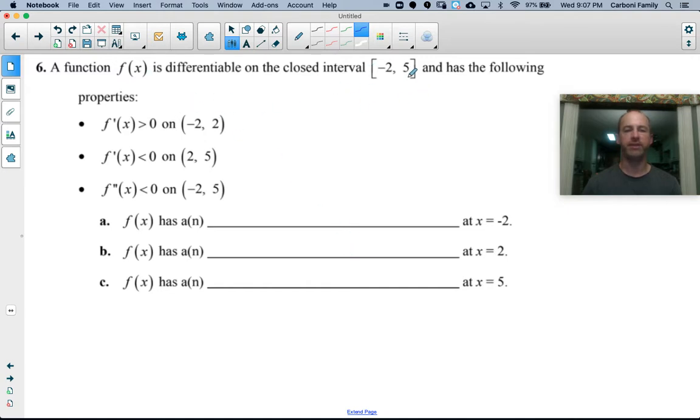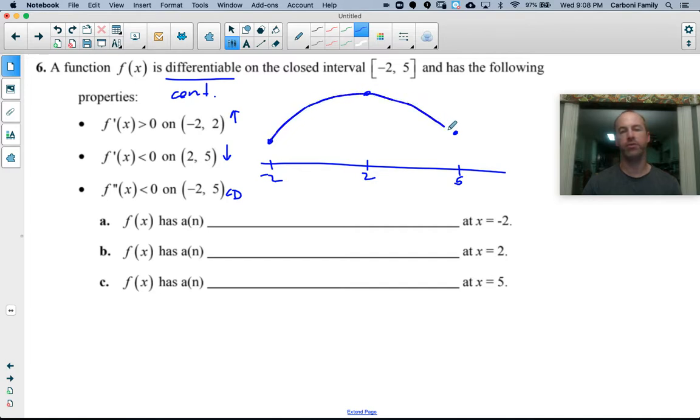We have a function that is differentiable on -2 to 5. Differentiable does also mean continuous and has the following properties. My derivative is positive from -2 to 2. My derivative is negative from 2 to 5. And my second derivative is negative from -2 to 5. So I'm going to try to sketch that. -2 to 2 to 5. My function will increase from -2 to 2. So I have some starting point. I don't know where, but I will increase from -2 to 2 and then decrease from 2 to 5. And I will be concave down the whole time. So increase, decrease while concave down.